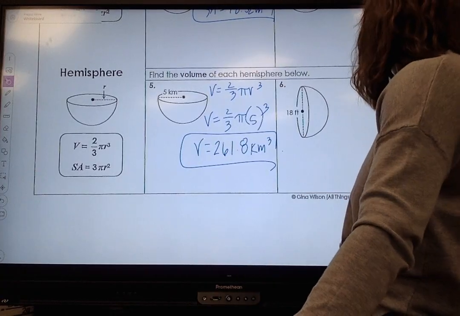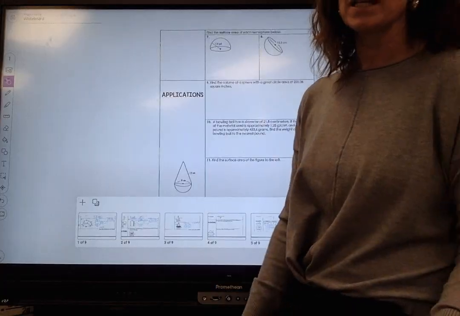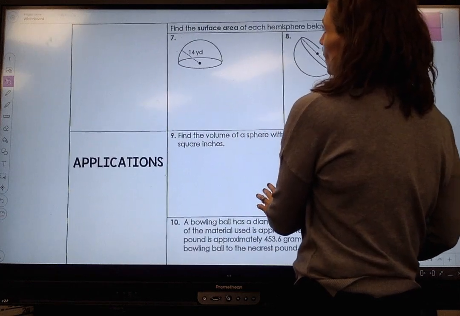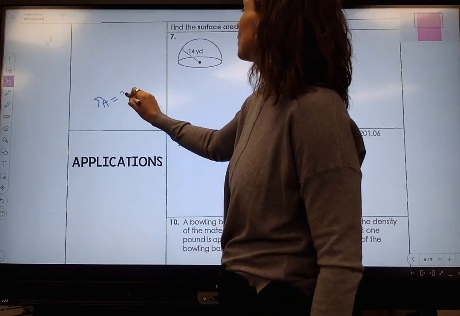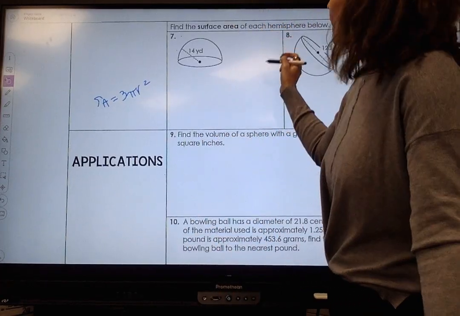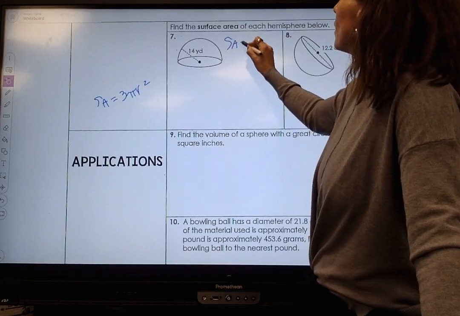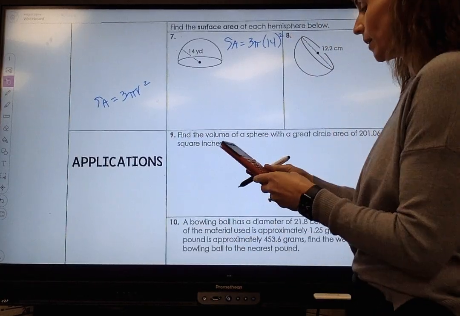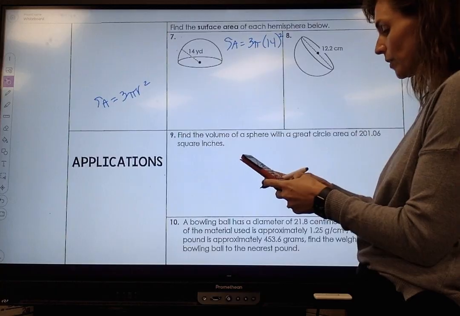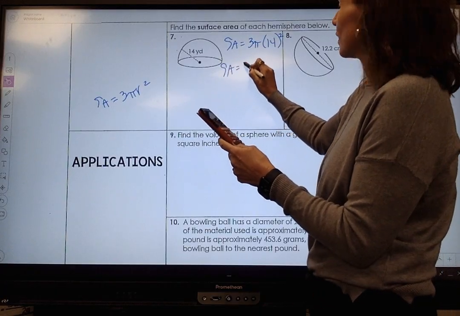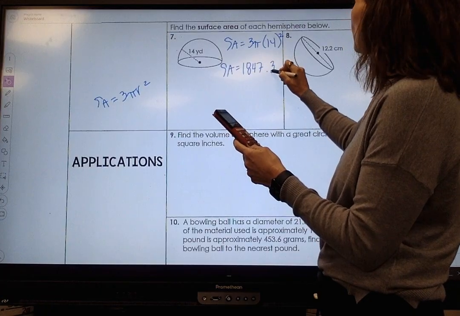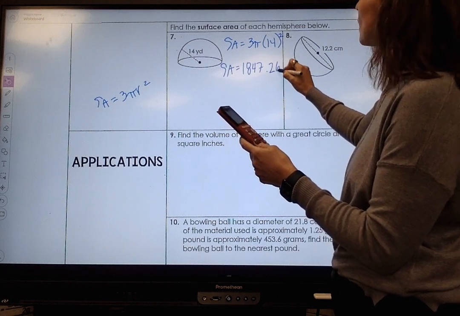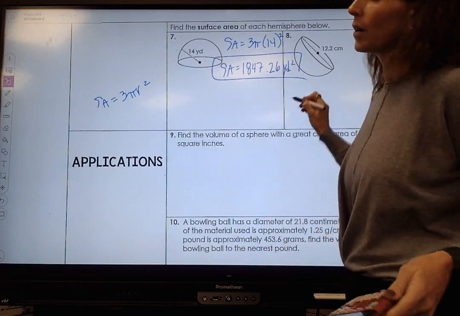Now, your surface area for a hemisphere is going to be different. Instead of it being 4 pi r squared, it is 3 pi r squared. So again, I'm just going to use my formula: 3 times pi, radius is 14 squared. I'm going to type that into my calculator: 3 pi, open parentheses 14 squared, and I get a surface area of 1,847.26 yards squared, actually let's keep it in hundreds. So that's my surface area.